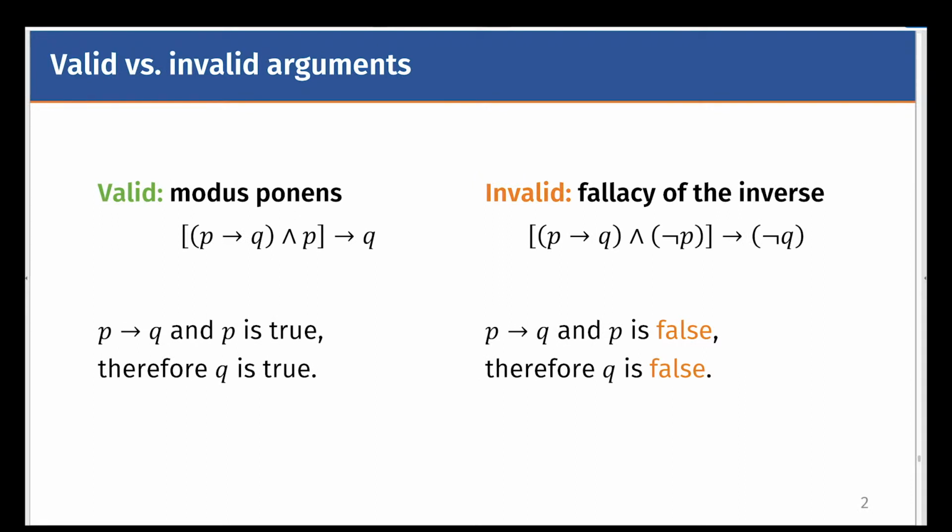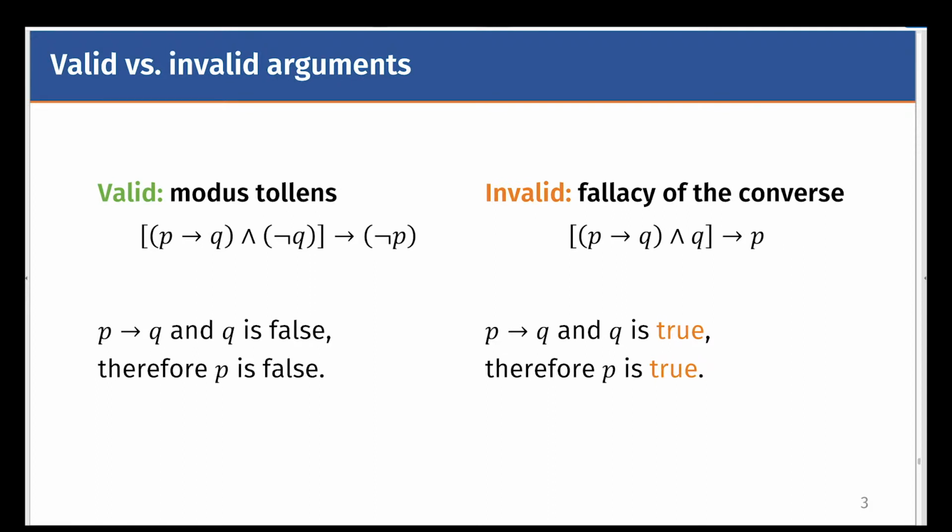Let's compare modus ponens with the fallacy of the inverse. Modus ponens is valid when you have the conditional if P then Q and you affirm P, then by modus ponens you affirm Q. But in the fallacy of the inverse, you reject P in order to reject Q. This argument is invalid, and the conclusion, not Q, is not always logically true.